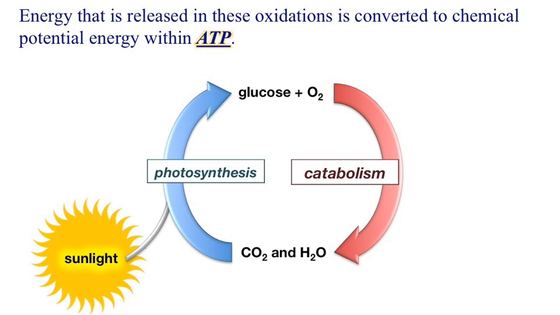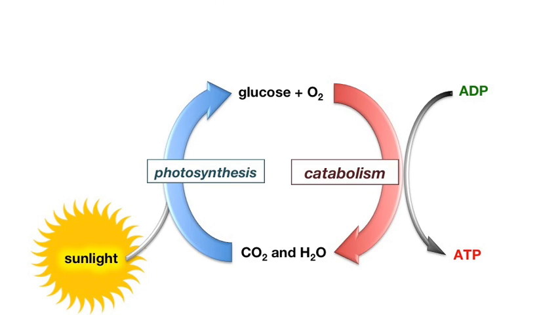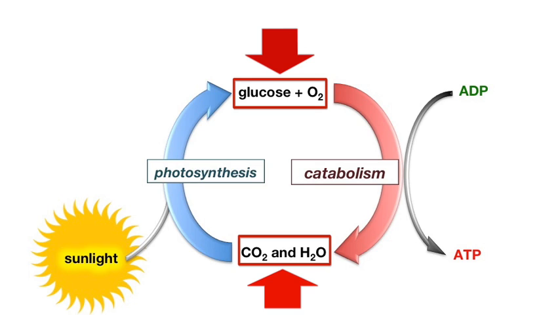Energy that's released in these oxidations is converted to chemical potential energy within ATP. Not all of the energy released by the oxidation of food is converted to energy within ATP. Some is lost as heat. Organisms lose about 50% of food's energy as heat. It is this heat that allows us to maintain our normal body temperatures in cooler environments. Note how nature cycles glucose and O2 with CO2 and H2O using photosynthesis, an anabolic process, and glucose catabolism.